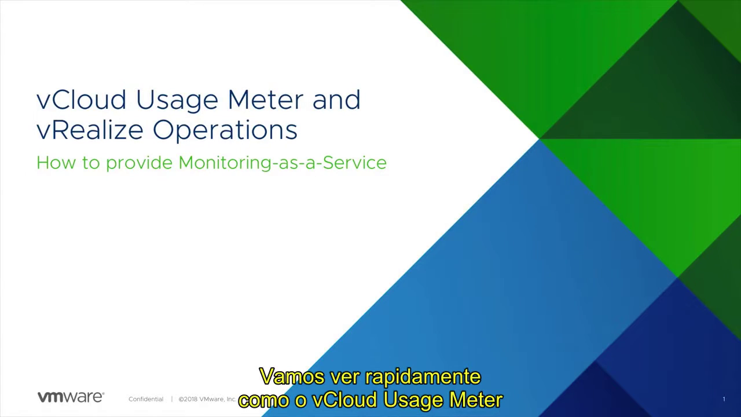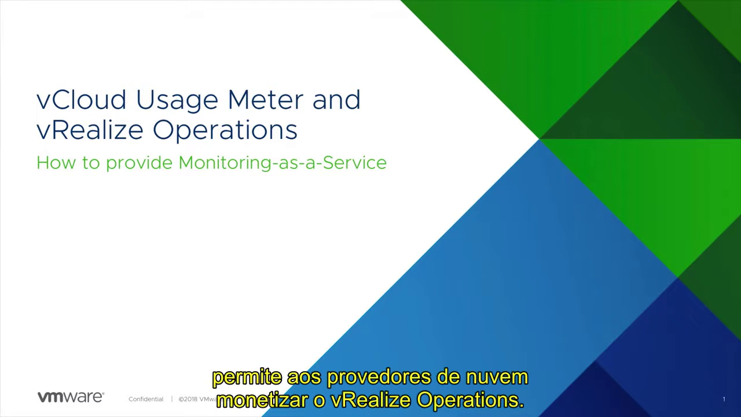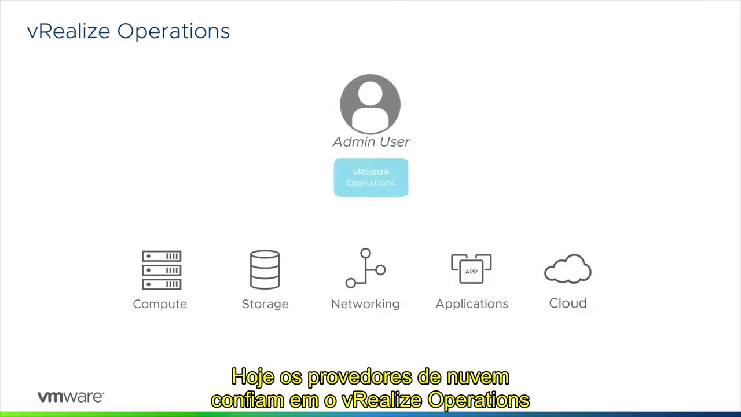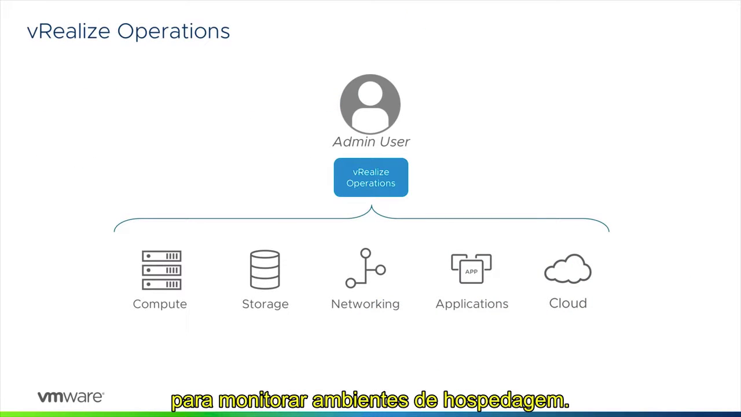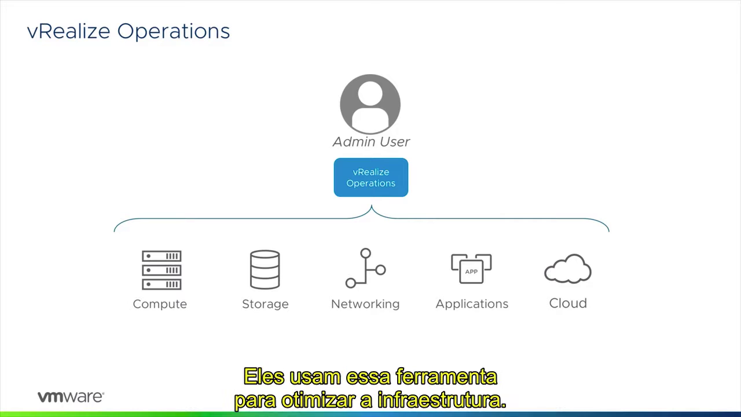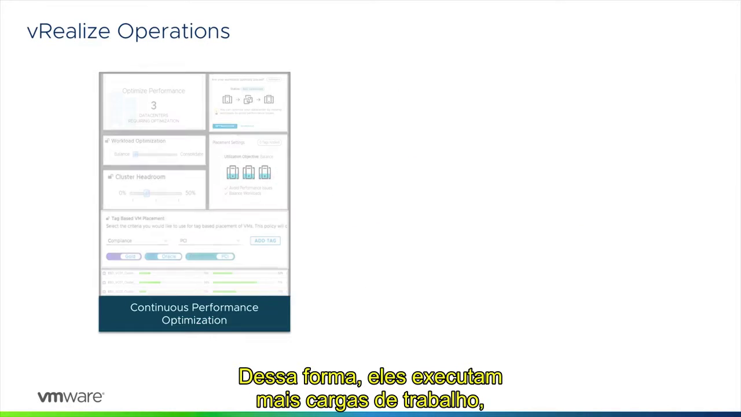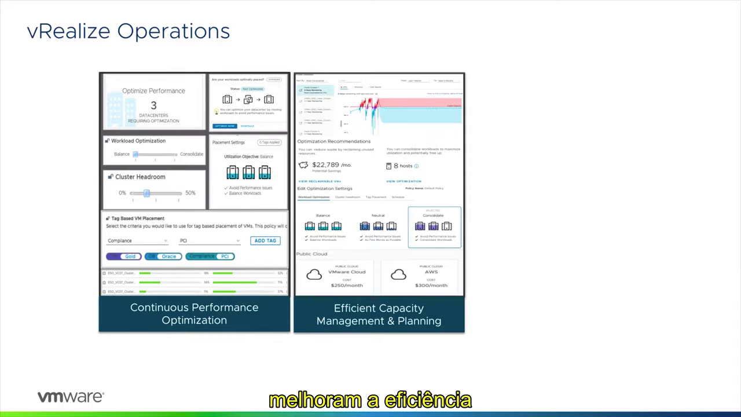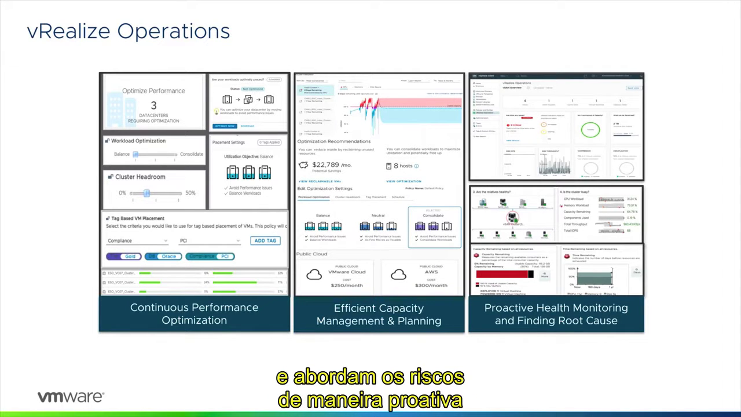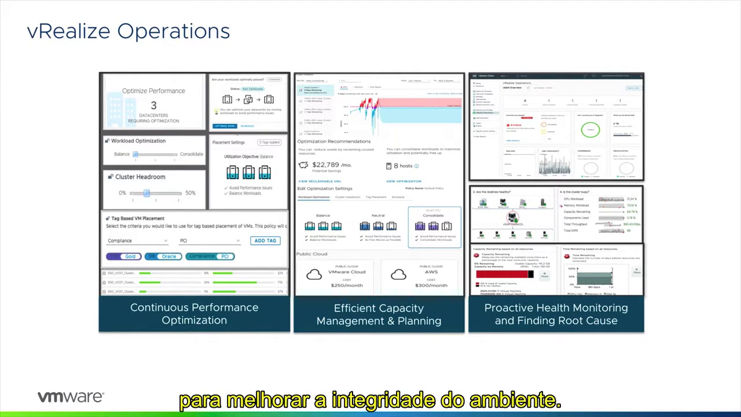Hi there. We're going to take a quick look at how vCloud Usage Meter enables cloud providers to monetize vRealize Operations. Cloud providers today already rely on vRealize Operations to monitor their hosting environments, utilizing this tool to optimize their infrastructure. It enables them to run more workloads, improve efficiency, and proactively troubleshoot environment risks to improve the health of the environment.